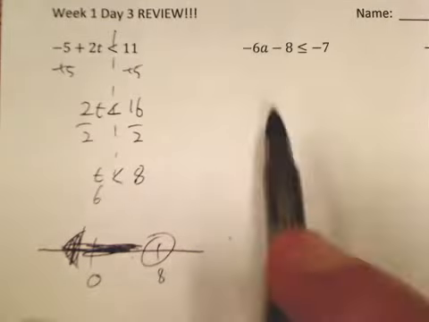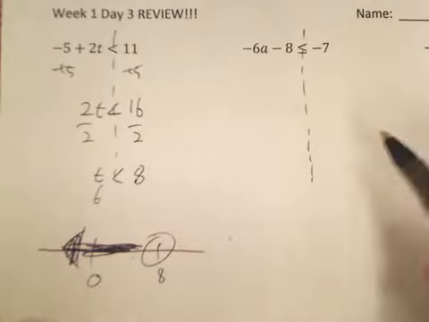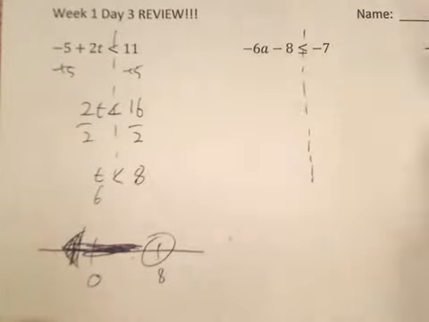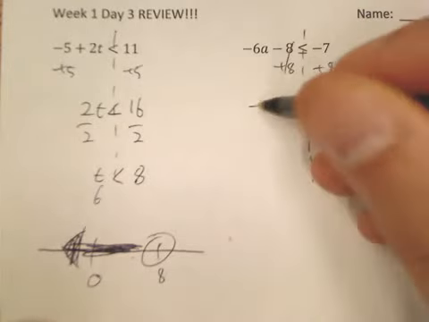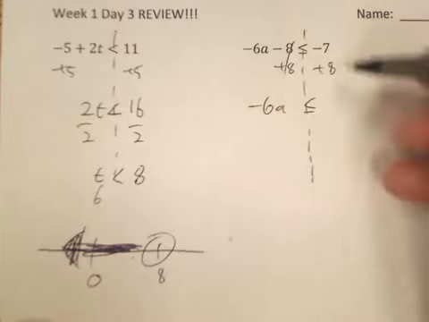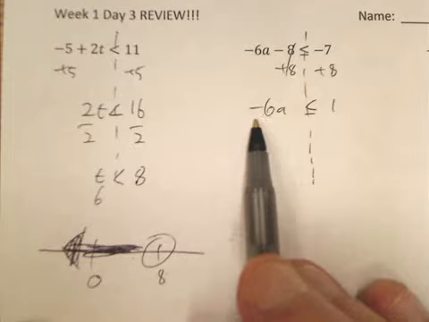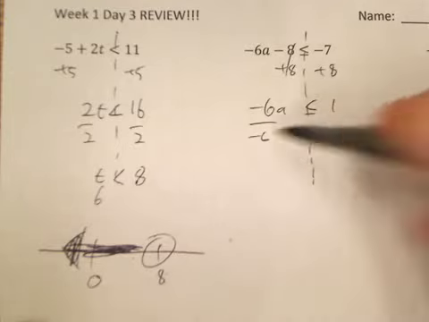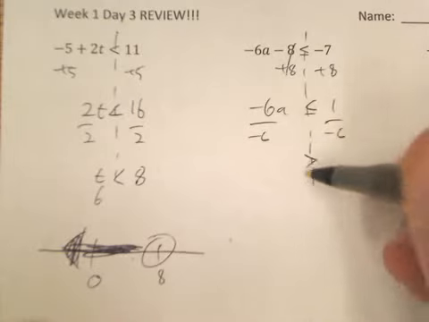Okay, let's go through one more over here. This has the negative in front of the A, so this will be a sign flipper. I can just tell you that right now. So first, let's get rid of the -8 by +8. So I have -6A less than or equal to 1. Okay? Now right here, I'm going to divide by this -6. And when you divide by a negative, you got to flip that sign.